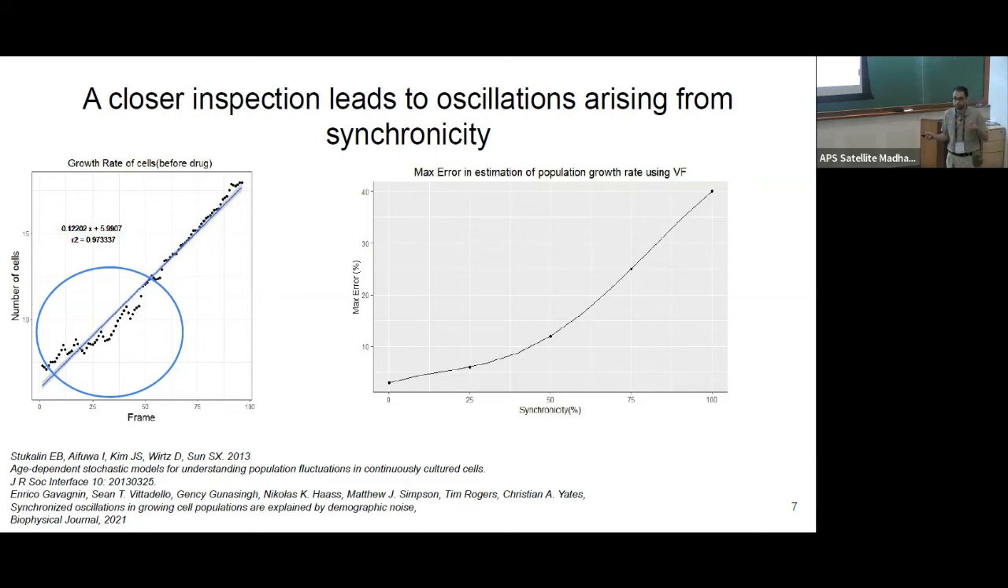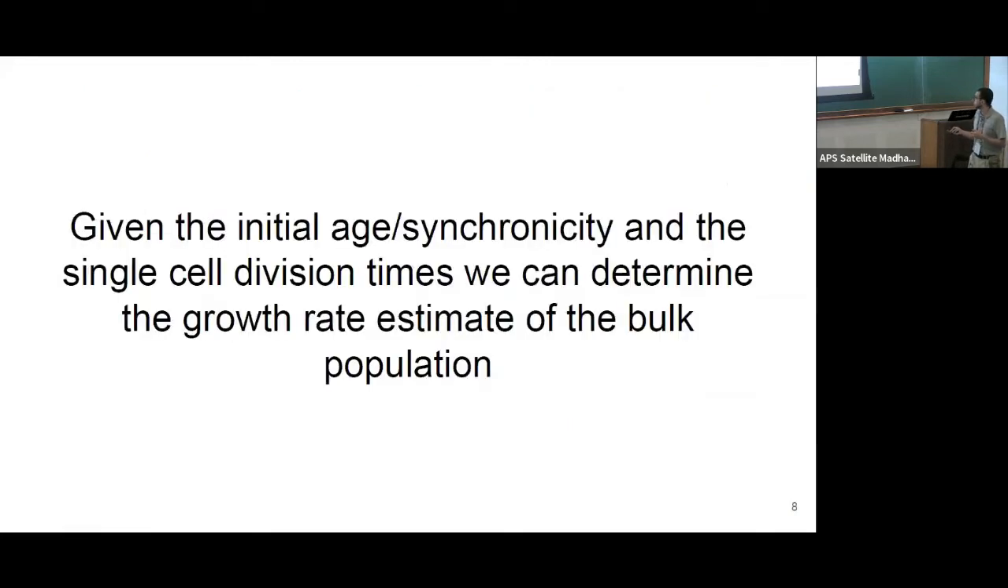Now we are looking back at the images to find out what the synchronicity actually was in the data that we have, and correspondingly calculate the estimate of the population growth rate from just the three attributes that we took of the single cell data. That is, given the initial age and synchronicity, we can figure out what the single cell division times are. And given the initial age, synchronicity, and the single cell division times, we can determine the growth rate of the population. So this is what we got for the case before the drug.